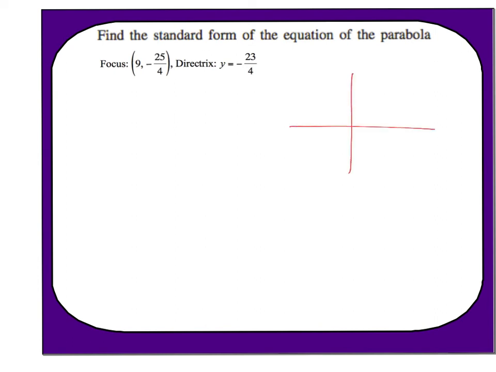So 9 comma negative 25/4. What quadrant is that? The fourth. So I have a focus right there. And then I have a directrix. Y equals negative 23/4. First of all, is that a horizontal or a vertical line? Horizontal. Now, is that above or below this focus? It's above it. All right? And so for sketching purposes, that's what I need.